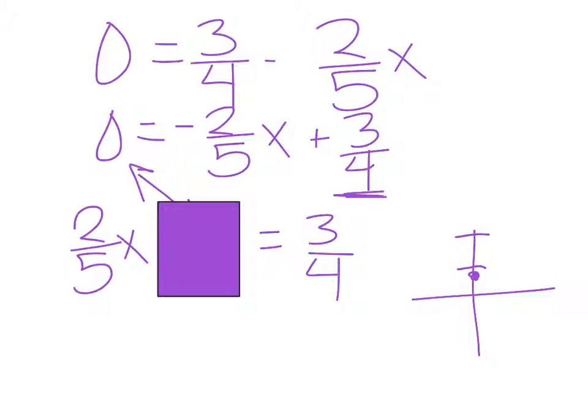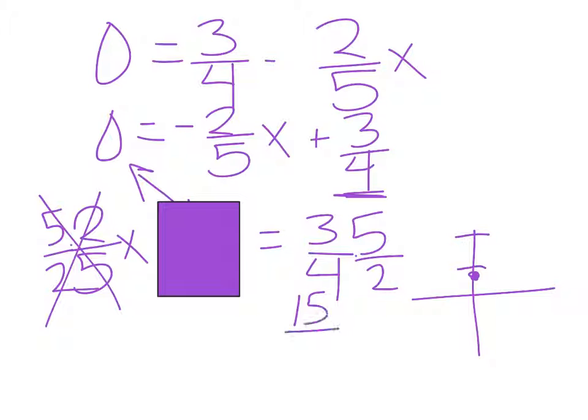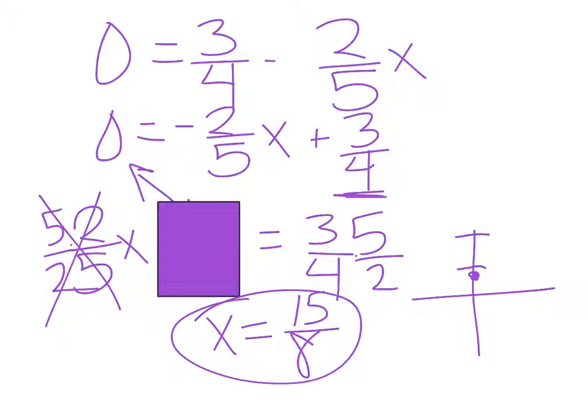Cover up that, you have the same equation we had before. 2/5 x equals 3/4. So I multiply times 5/2, times 5/2. Everything here cancels. x equals, again, 15/8. That's your x-intercept. That is your answer.